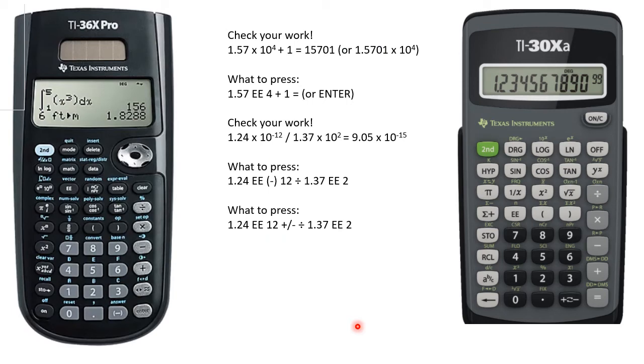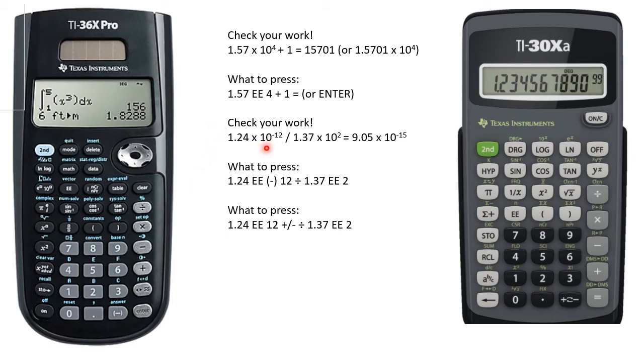A couple other possibilities here. You may have a dedicated EE button, like this calculator or this calculator. Same problems again. This time you don't have to hit the second button because the EE that you need is printed right on the button, so no second needed. Otherwise, it's the same sort of idea.